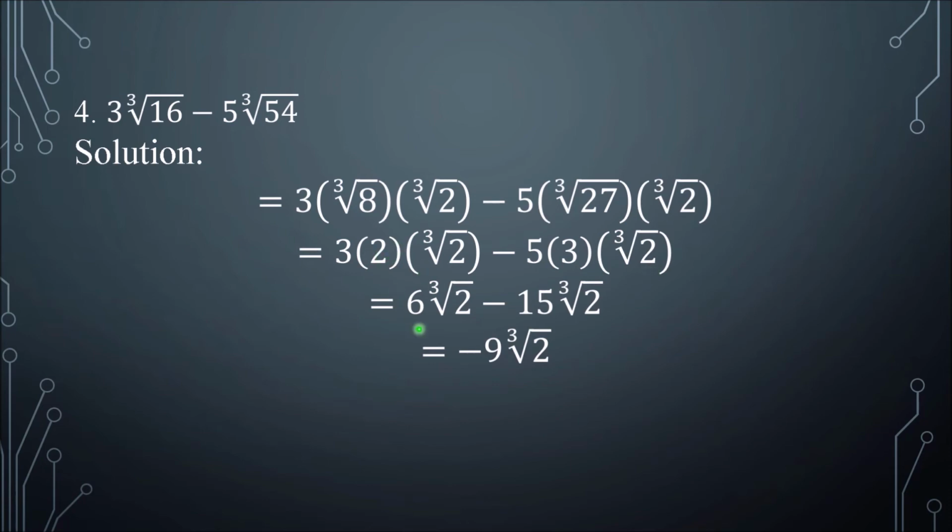Now, 3 times 2 is 6. 5 times 3 is 15. We can combine because they have the same index, which is 3, and same radicand, which is 2. So, 6 minus 15 is negative 9. Plug in the radical, cube root of 2.